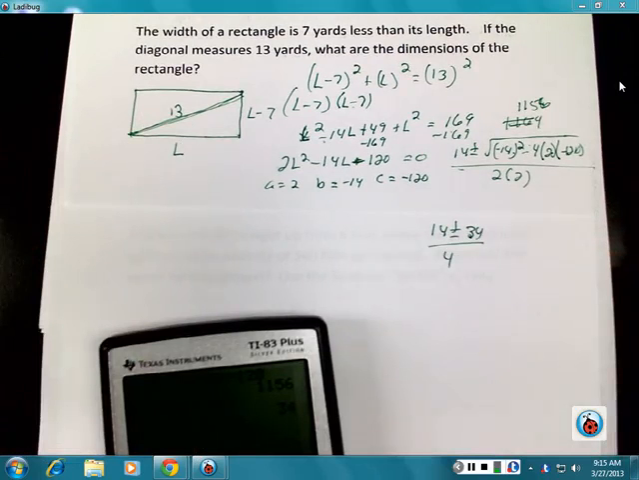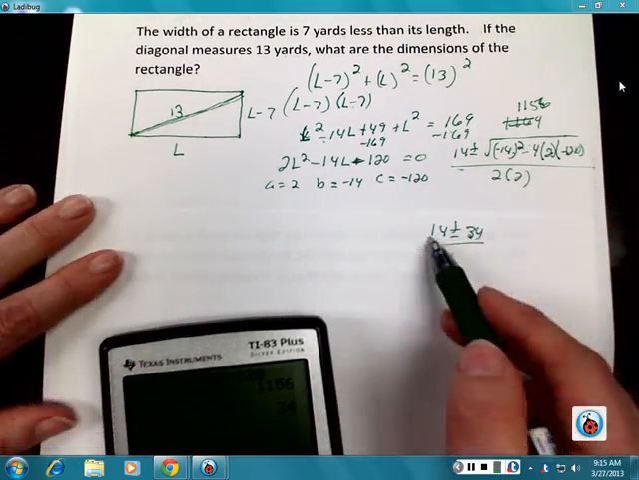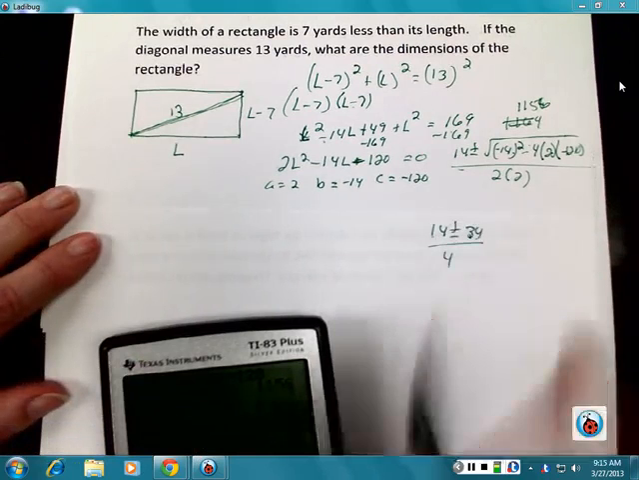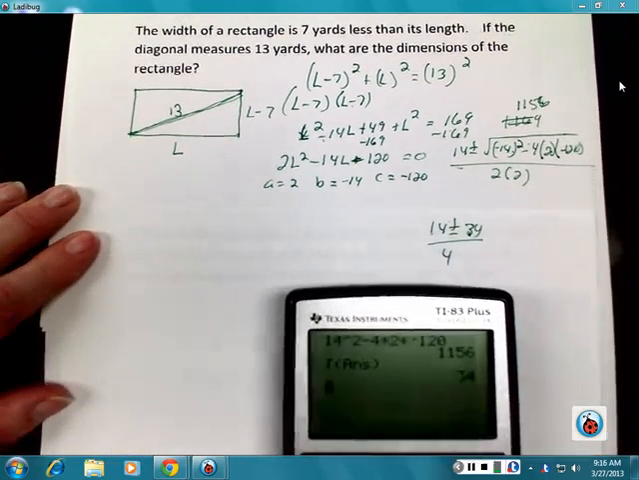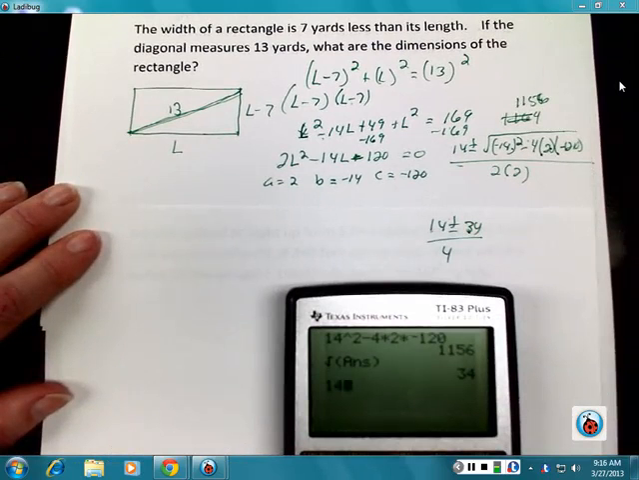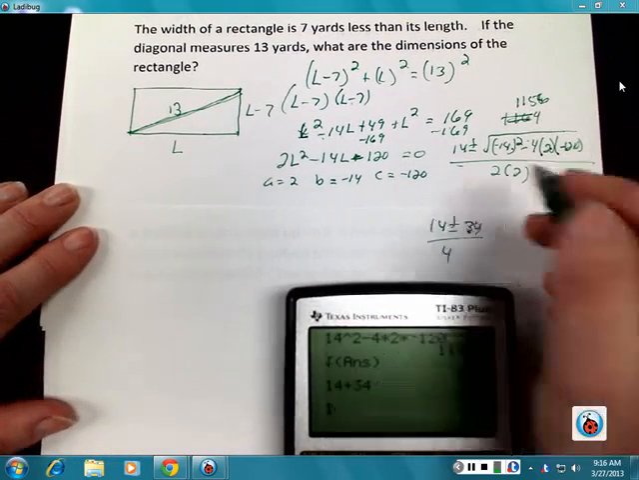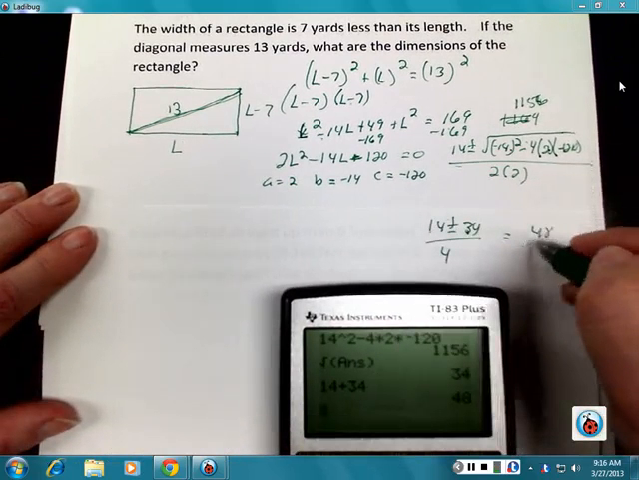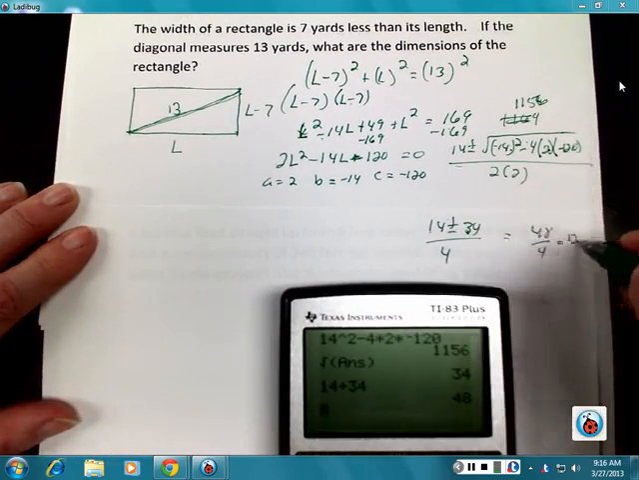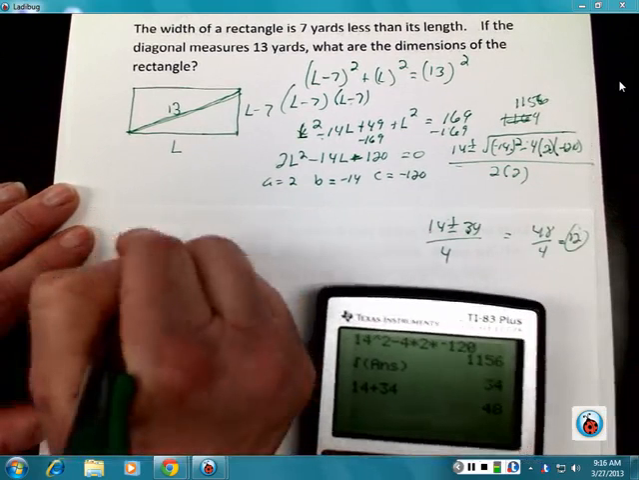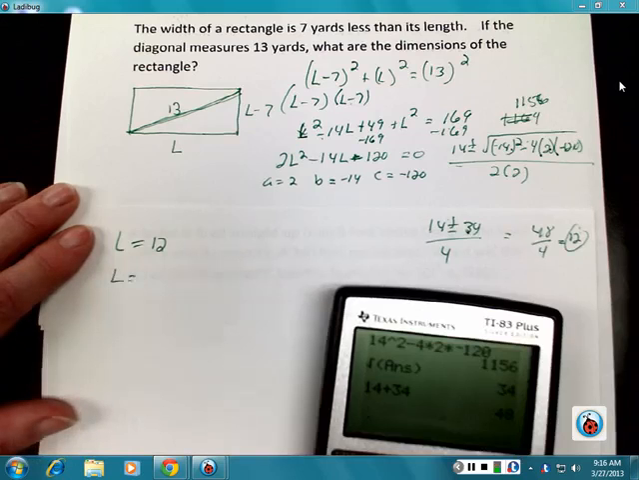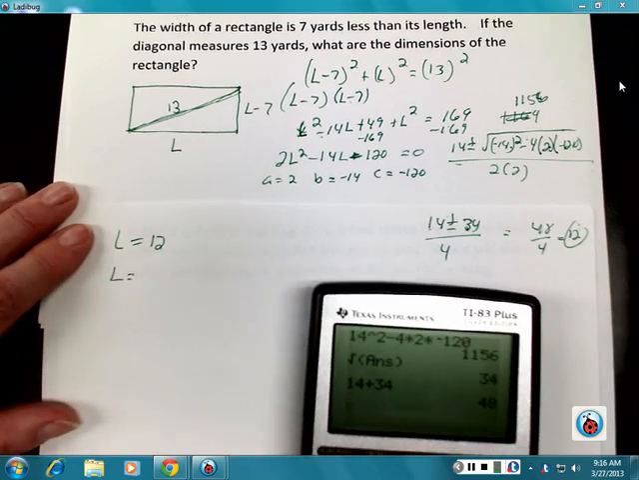So what could my length possibly be? Well, if I take 14 plus 34, I get 48. 48 divided by 4, I get 12. Okay. So L could equal 12. What also could L equal? Well, I could take 14 minus 34, divide it by 4, and get a negative 10.